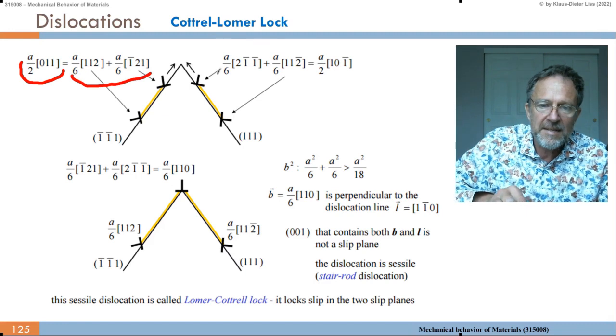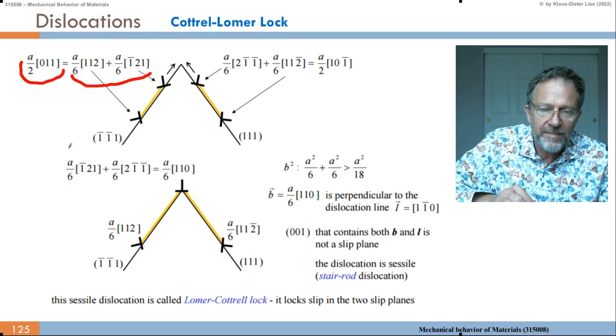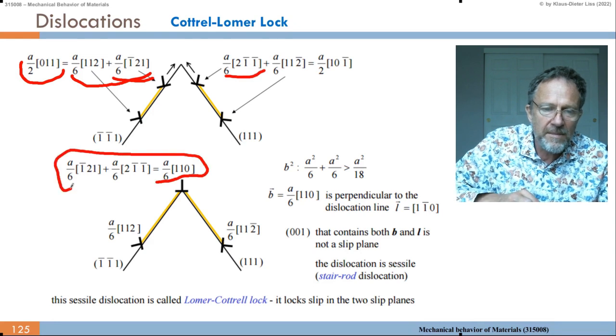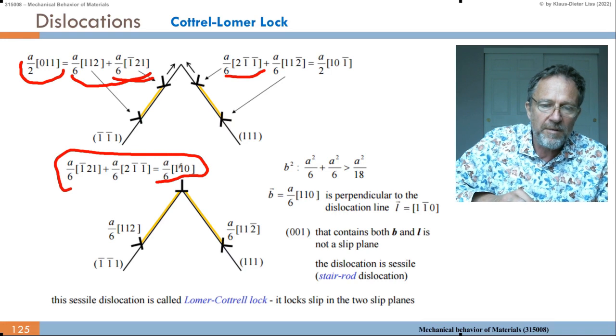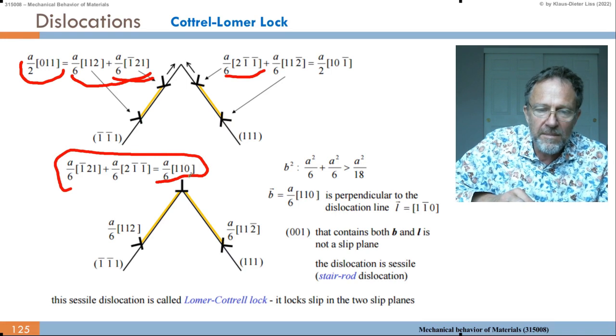Similar on the other side, here we get those two partials, so a/6 [2,-1,-1], and that a/6 [2,-1,-1] combines with the a/6 [-1,2,1]. So we have to add these two vectors up, this one and that one, which gives the Burgers vector added together of a/6 [1,1,0].